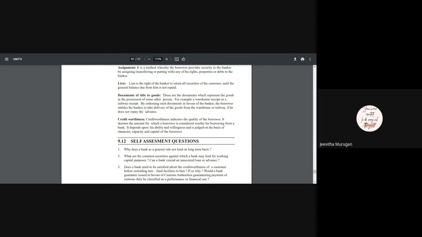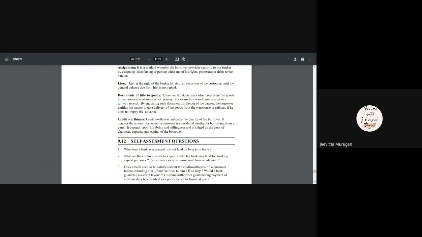Creditworthiness. Creditworthiness indicates the quality of the borrower. It denotes the amount for which a borrower is considered worthy for borrowing from a bank. It depends upon his ability and willingness and is judged on the basis of character, capacity, and capital of the borrower.